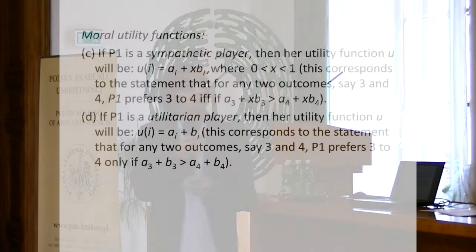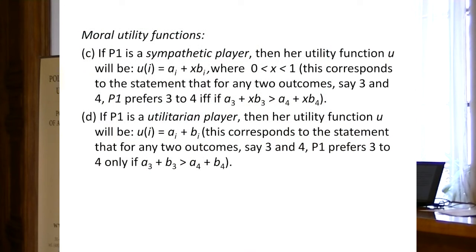For instance, if player 1 is a sympathetic or compassionate player, then her utility function can be presented as containing a certain variable x which is higher than 0 and less than 1. And this is a certain kind of weight by which the reward of the opponent is measured. So we can imagine that a compassionate player's behavior can be analyzed in this way.